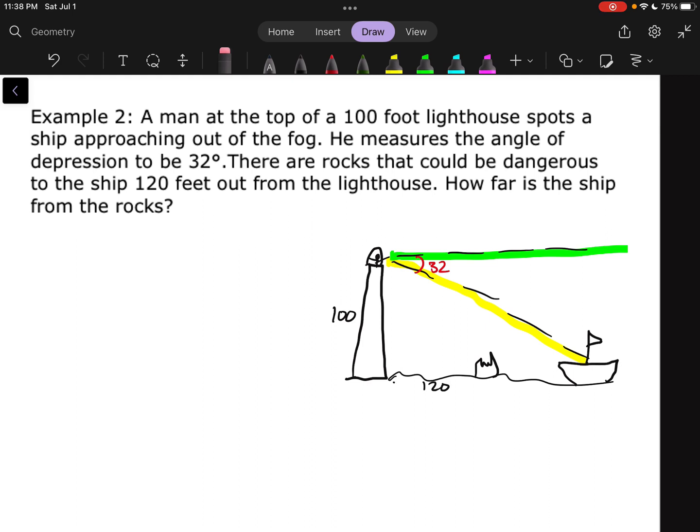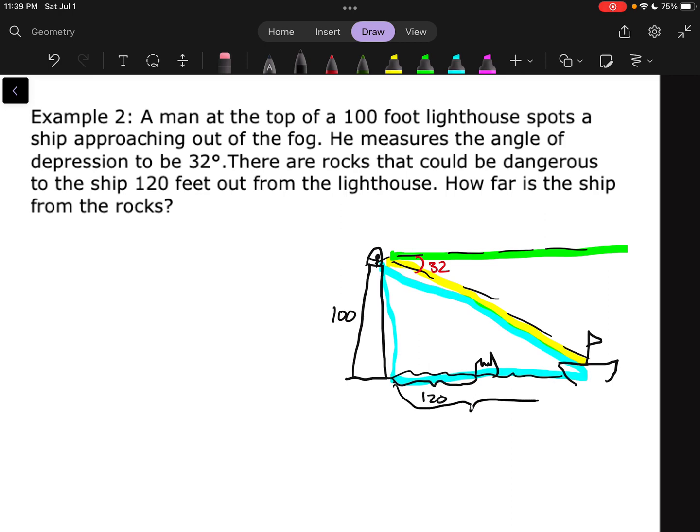Actually, draw it like this. So from there to there is 120. How far is the ship from the rocks? Now that's interesting. What I'm going to do first is ignore the rocks. I'm just going to figure out how far the boat is from the lighthouse. So I'm going to call this whole thing here x.